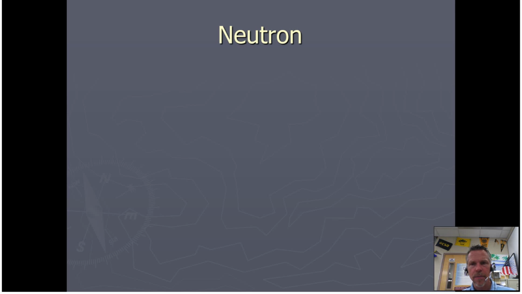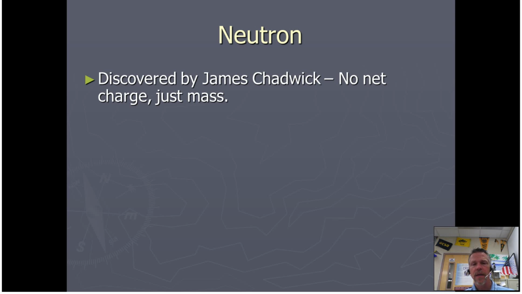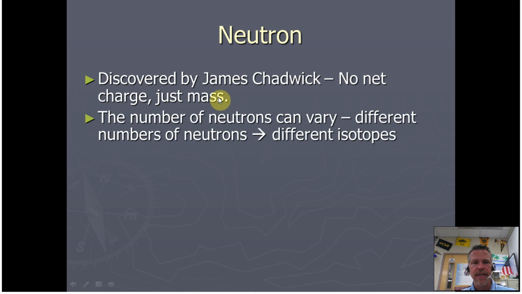There is another subatomic particle, the neutron, and it was discovered by this guy, James Chadwick. Neutrons are neutral. They do not have a charge. They have zero charge, but they do have mass. And in fact, the neutron has the same mass as the protons.